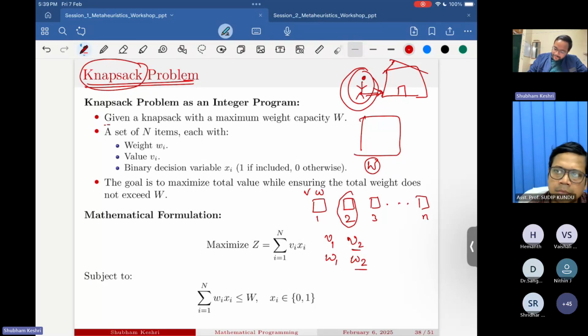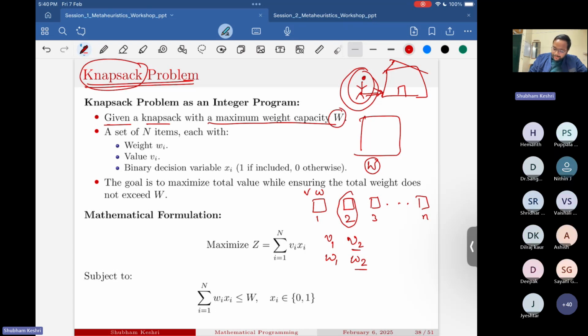Okay. So given a knapsack with a maximum capacity of capital W, there are a set of n items. I have written small n here, and capital N there, it doesn't matter. There is a set of items with weight Wi and value Vi. The problem is to maximize the total value, ensuring that the total weight of the bag is not exceeded. Now we will model this problem as an integer programming problem.